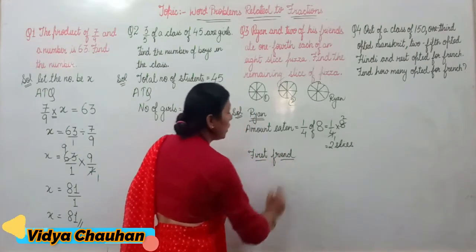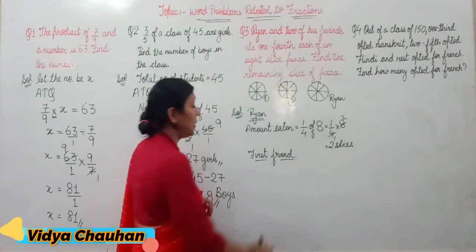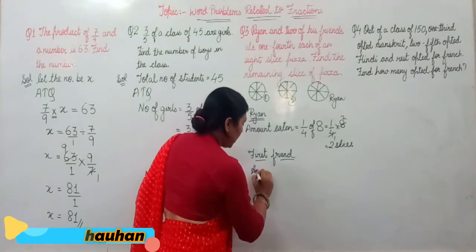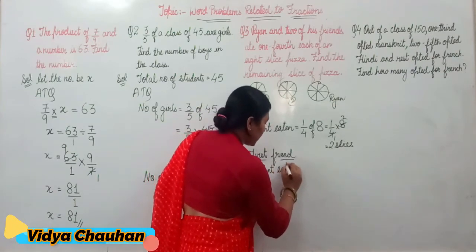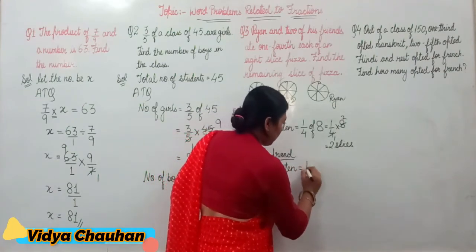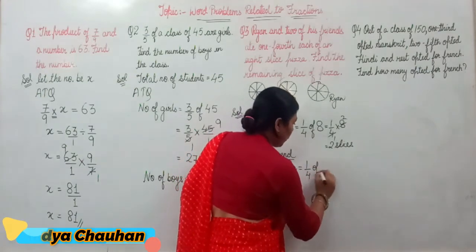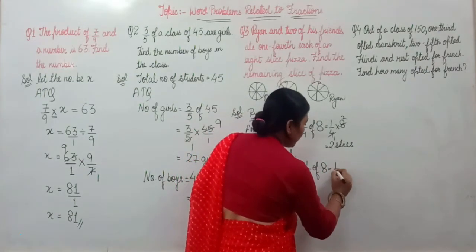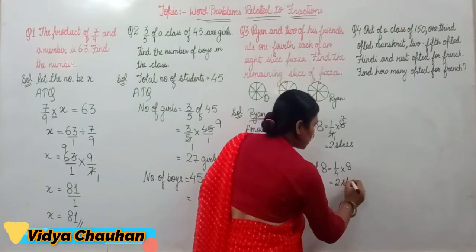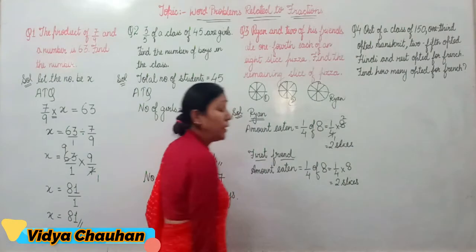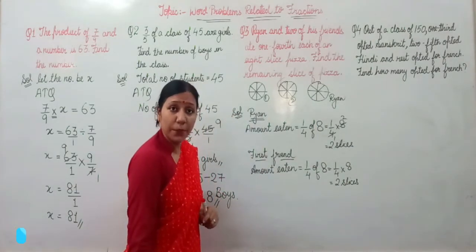So, let's talk about the first friend of Rayan. The first friend of Rayan has also eaten 1/4 of the 8-slice pizza. So the amount eaten by him is again 1/4 of 8, which is 1/4 multiplied by 8. It means he has also taken 2 slices of pizza, right?